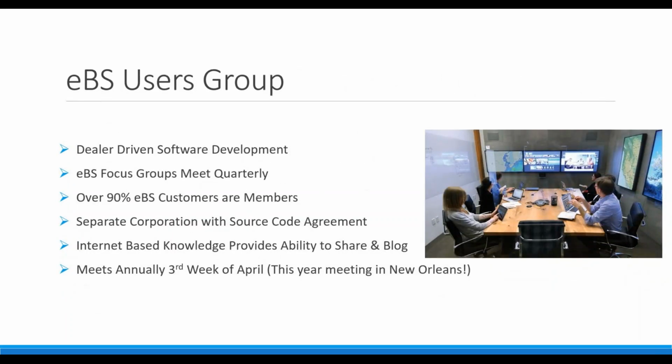Users group: our software is driven by our dealers. So we have dealer-driven software development. We have focus groups that meet quarterly, and over 90% of EBS customers are members of our users group. It's like a separate corporation with a source code agreement. And the users group meets annually, the 3rd week of April, and this past year they met in New Orleans.